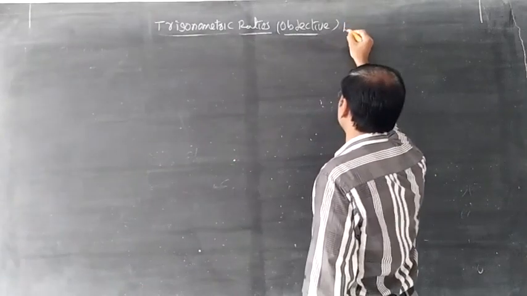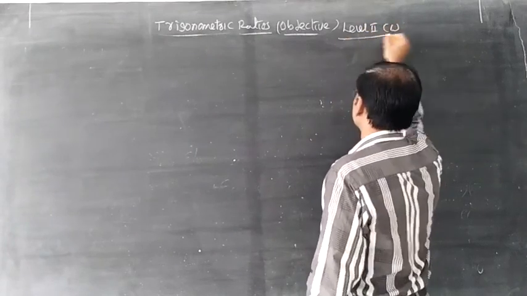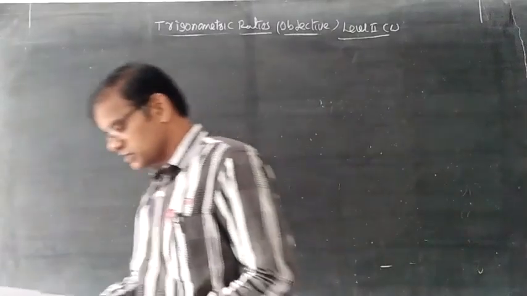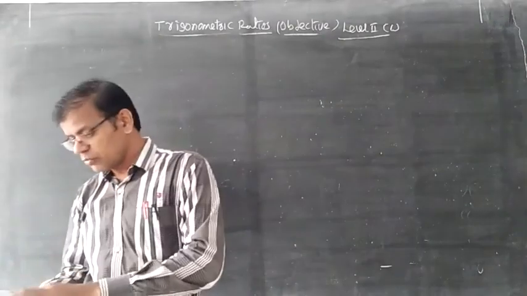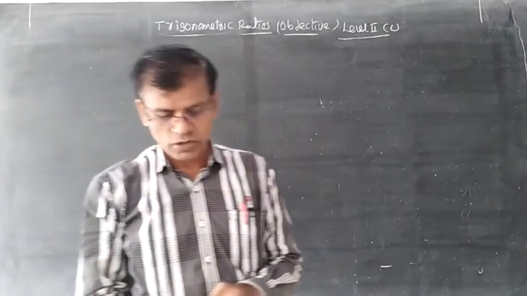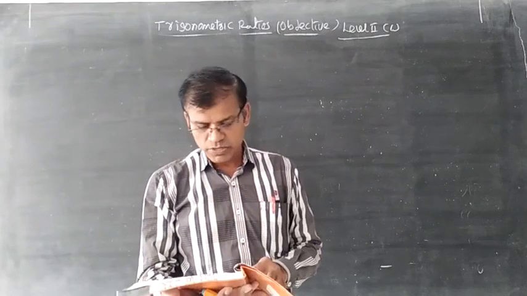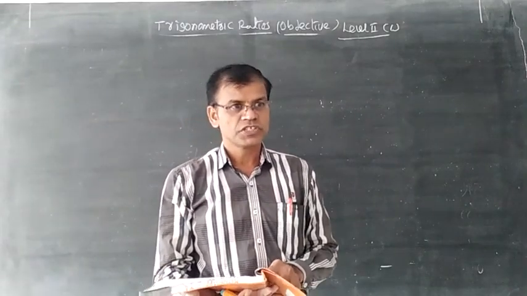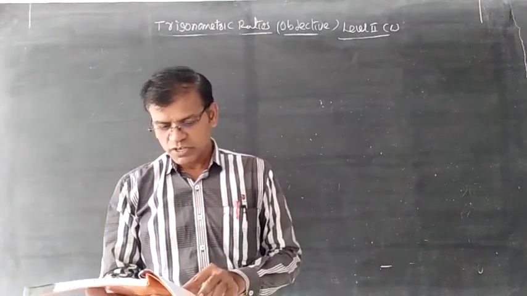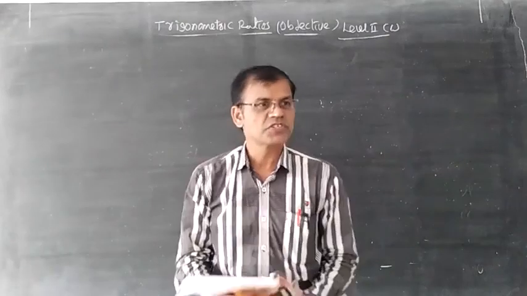What is the page number? Level 2 classwork. I think in your book it is module 2. Okay, module 2, page number 9, yes. First question, if you are able to do, you start. Students, first question: if theta is not in fourth quadrant. Question changed in our material and your material. So you read the question.